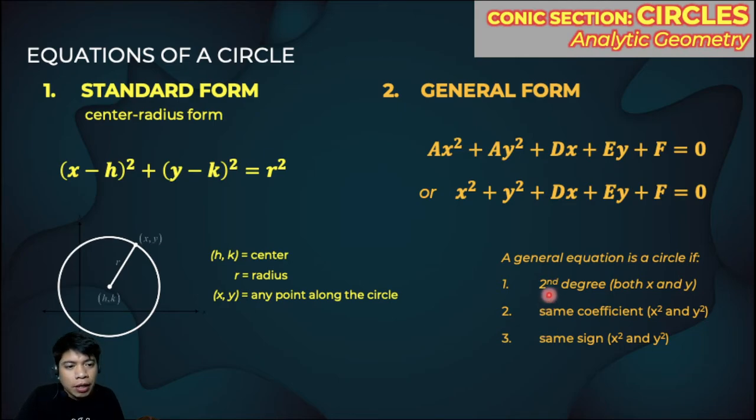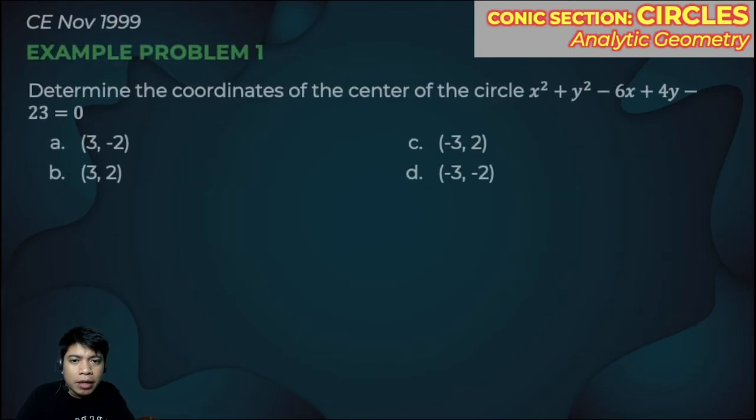For example, second degree siya, both x and y, same yung coefficient, pero hindi same sign. So, that means hindi siya circle. Maaaring hyperbola siya, parabola, or maaaring ellipse. Anyway, idi-discuss natin yan sa next na mga videos. Ayun, so, let's proceed now, guys, to example problem.